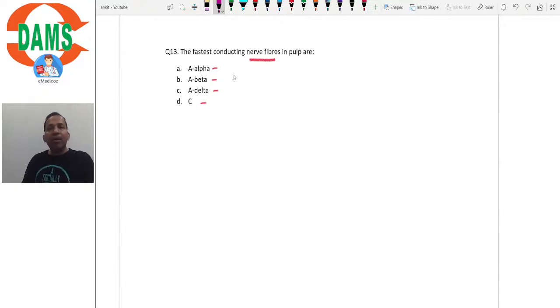Now we are not talking about the most common fibers. We are talking about the most rapidly conducting fibers. And the correct answer here would be, so Vivek said delta. You know ABCD, right Vivek? So we can write ABCD, or if we write in Greek alphabets, we can write alpha, beta, isn't it?